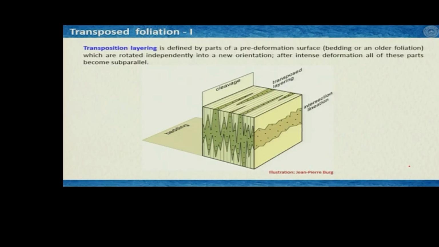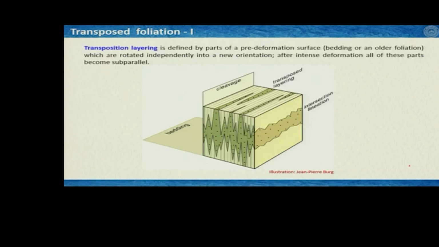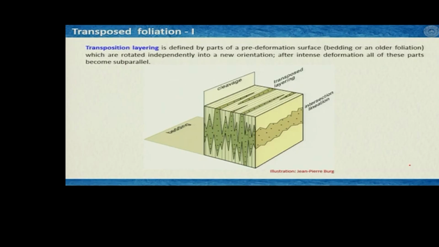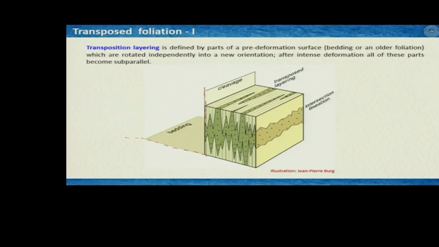The first one we take up is transposed foliation. Transposed layering is defined by parts of a pre-deformation surface. So, it could be bedding or older foliation which are rotated independently into a new orientation. After intense deformation all these parts become somewhat subparallel. What we see here in this illustration, I took it from the lectures of Professor Jean-Pierre Burg. So, this was the initial orientation of the bedding plane, and this is the orientation of the foliation plane or cleavage plane, and they are perpendicular to each other.